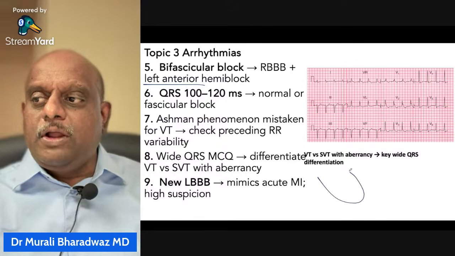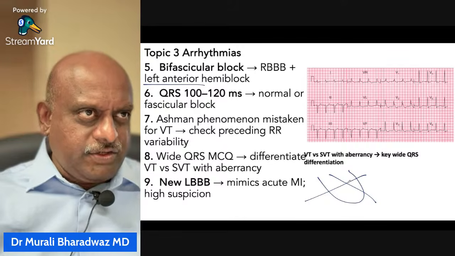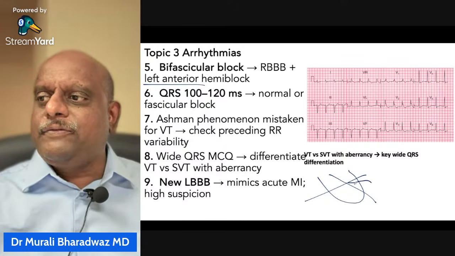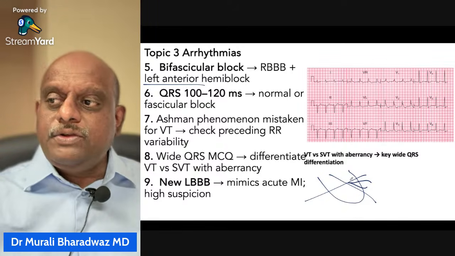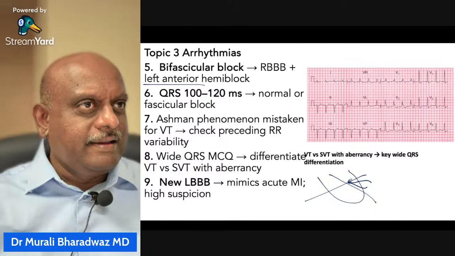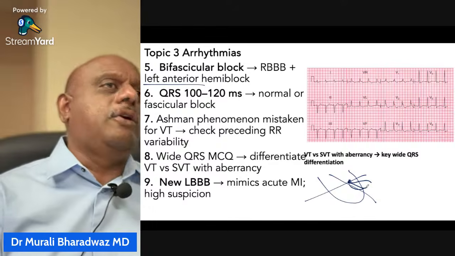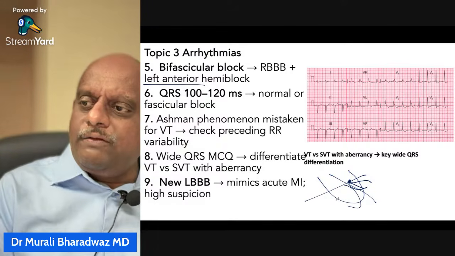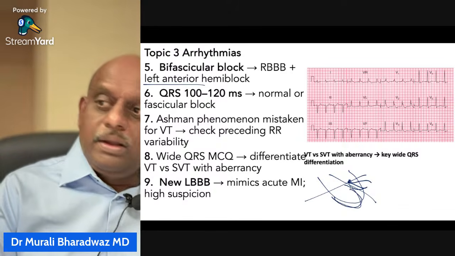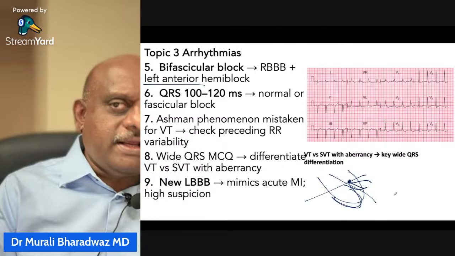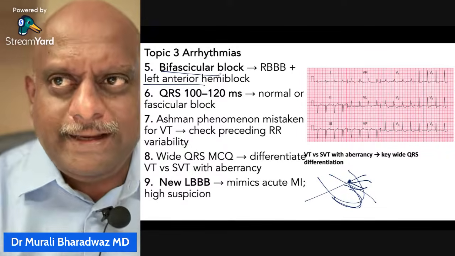So what is left anterior hemiblock? You can see here, when the left bundle branch forms, it forms an anterior fascicle and a posterior fascicle. So sometimes instead of the entire left bundle being affected, only a fascicle, either anterior or posterior, can be affected along with the RBBB. So when there is a full RBBB and in the left bundle only a fascicle is blocked, then that is called bifascicular block, is what we need to basically remember.